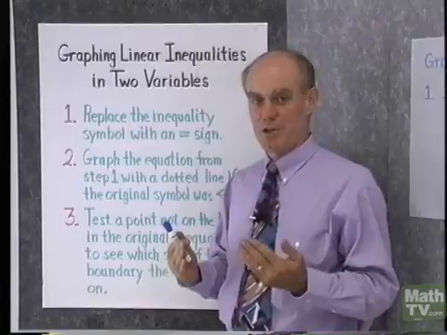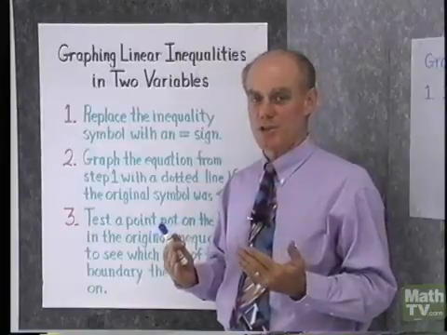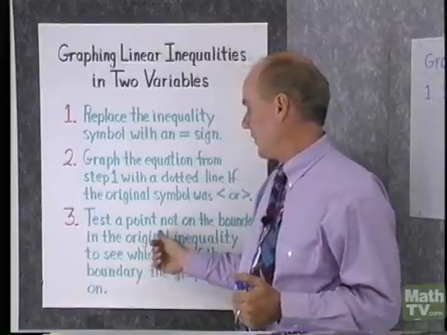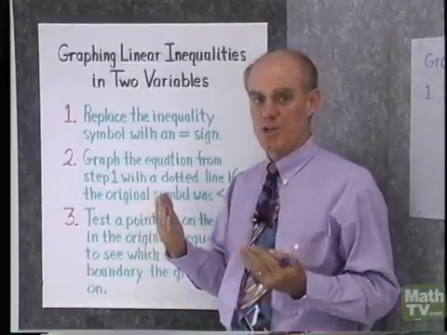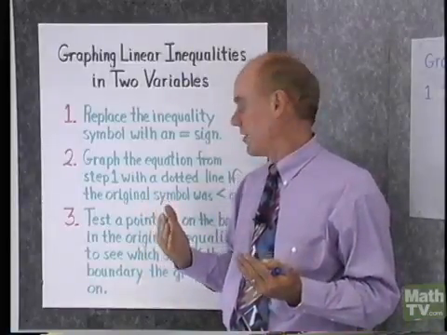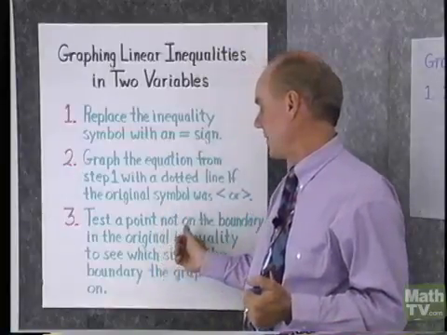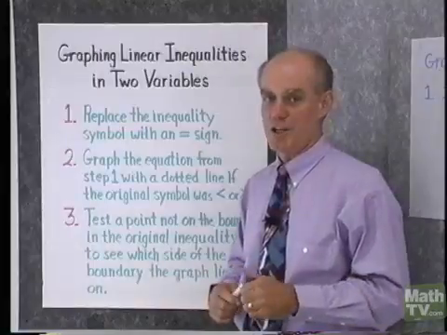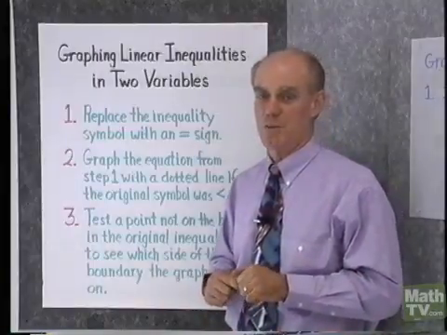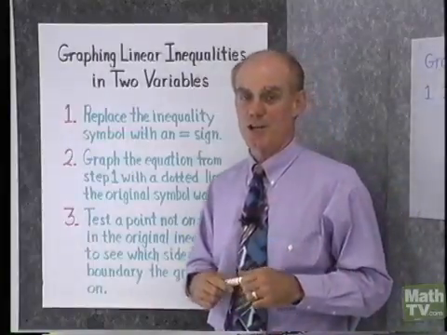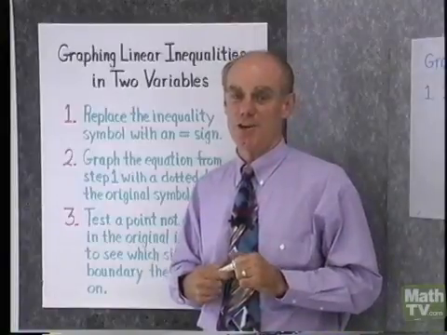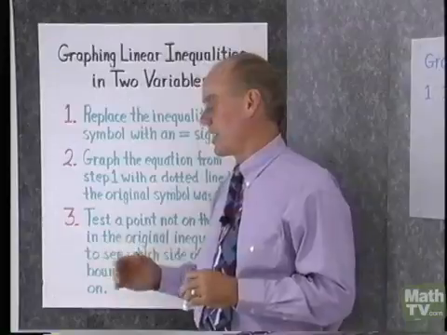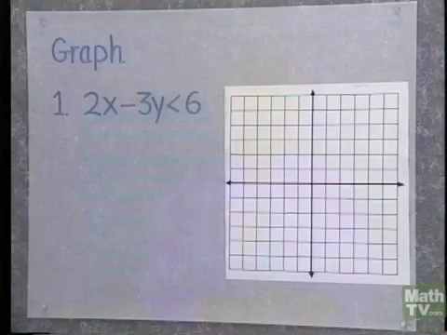If the boundary is included in the solution set, we use a solid line. If it's not included in the solution set, we use a dotted line. Now we need to check and find out which region, above or below the boundary line, the solution set lies on, and for that we test any point that's not on the boundary in the original inequality and see if it makes a true statement or not. True statement means we're on the correct side of the boundary. False statement means we've got to go to the other side of the boundary. But this makes a lot more sense when we actually do an example, so let's do that.